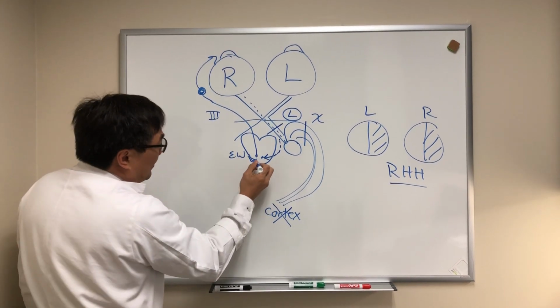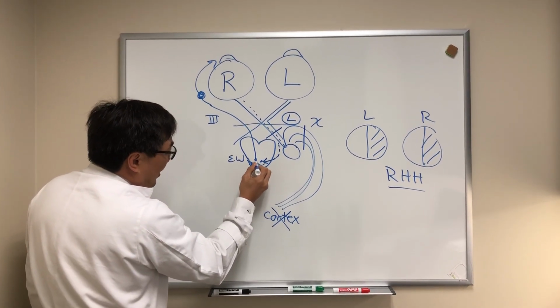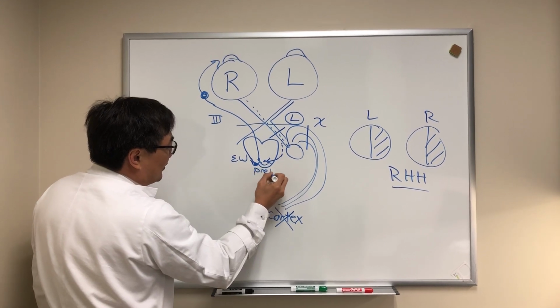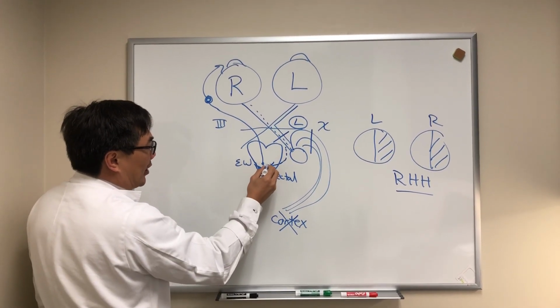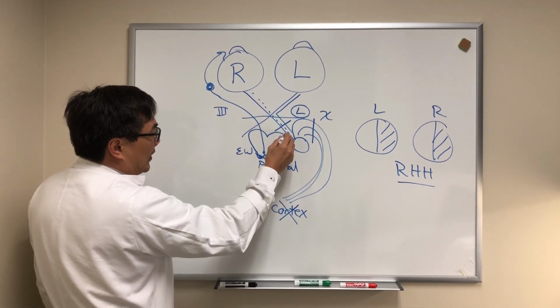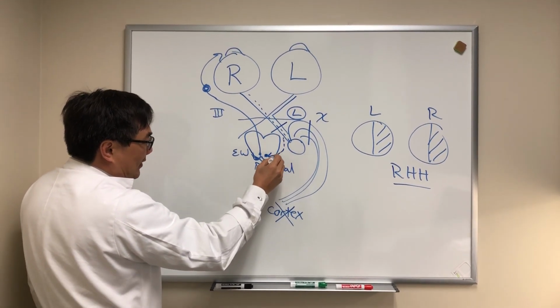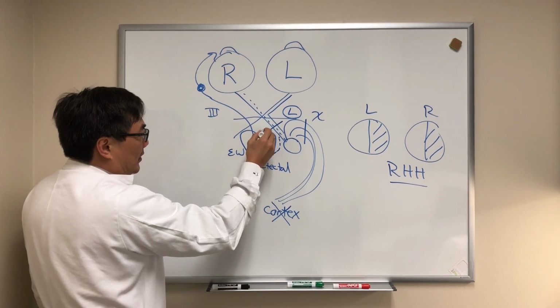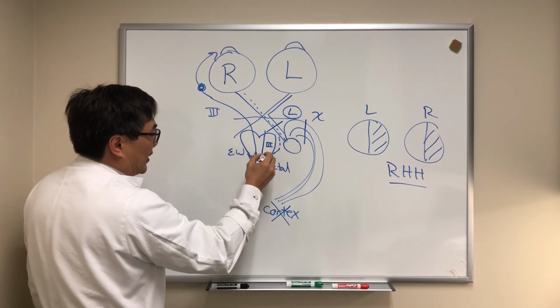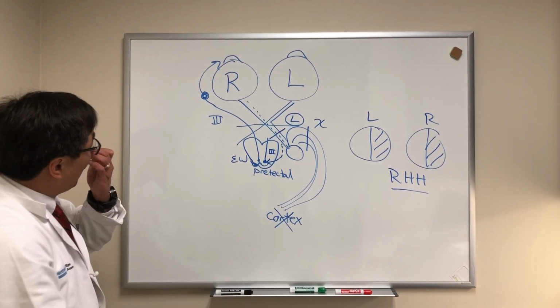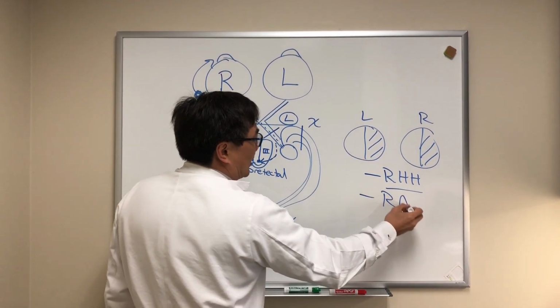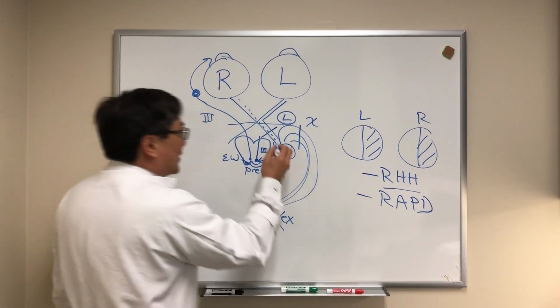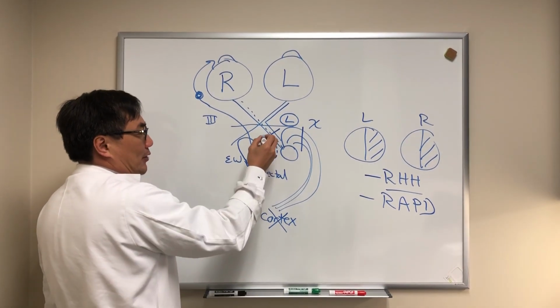So in the dorsal midbrain, we have what we call pretectal nuclei, and these pretectal interneurons carry the afferent pathway for the pupil from the tract to the efferent pathway, which is the third nerve, via the Edinger-Westphal nucleus. And so if we find a right homonymous hemianopia and have a relative afferent pupillary defect, that is a sign that the problem is in the tract.